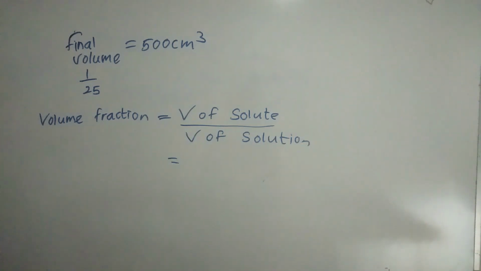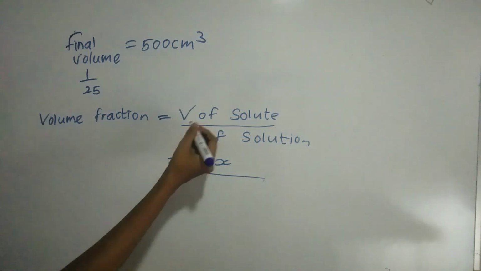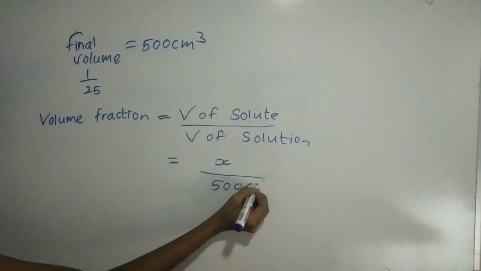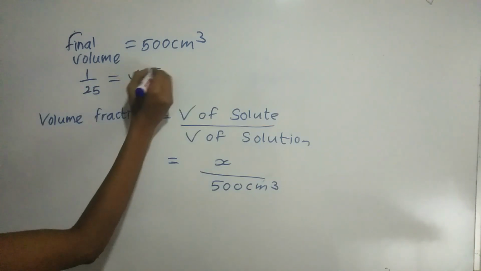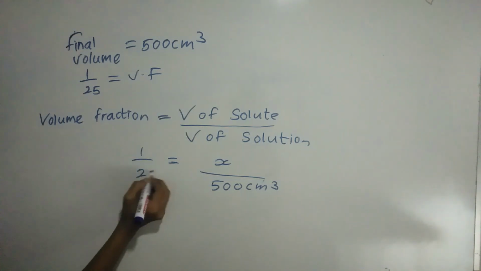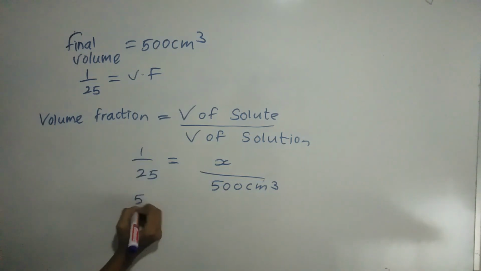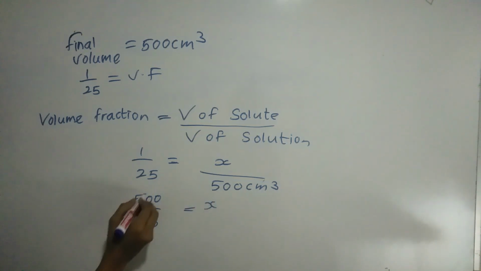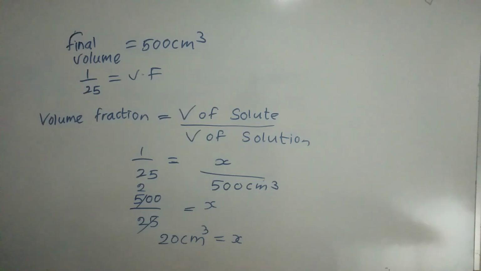Here we don't know the volume of the solute. We take it as X. The solute is acetic acid, but we know the volume of the solution. That means they have given us the final volume as 500 cubic centimeters. And they have given us the volume fraction as 1 over 25. Now we have to solve for X. I am going to take this 500 to this side. Then it comes up: 500 divided by 25 equals X, which is 20 cubic centimeters. Therefore, the volume of the solute is 20 cubic centimeters.